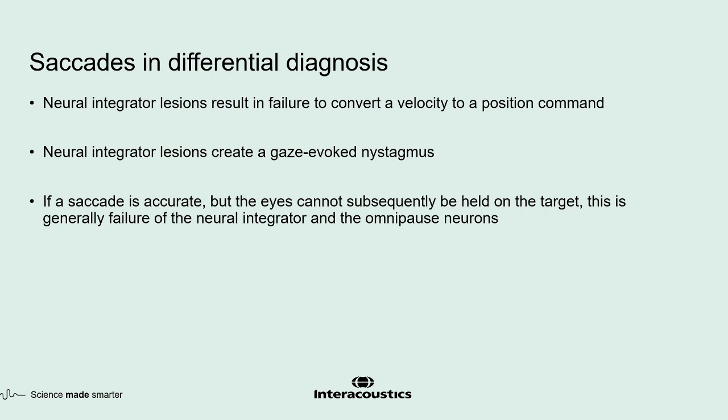Now, if a saccade is accurate, but the eyes cannot subsequently be held on the target, this is generally a failure of neural integrator and the Omnipause cells. You can see gaze-evoked nystagmus. You can also see things like glissades, little slow drifts coming off the target, so on and so forth.